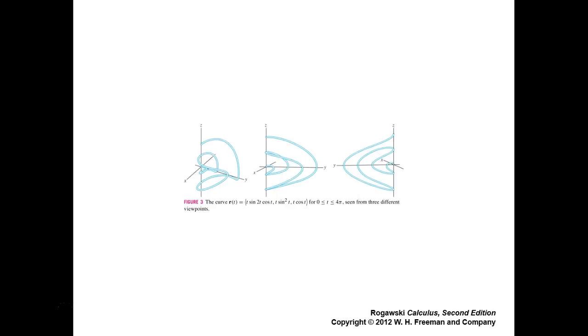So, let's see if we can do this first, this way. Describe the curve traced by r of t is equal to minus sine t, cosine t, t.